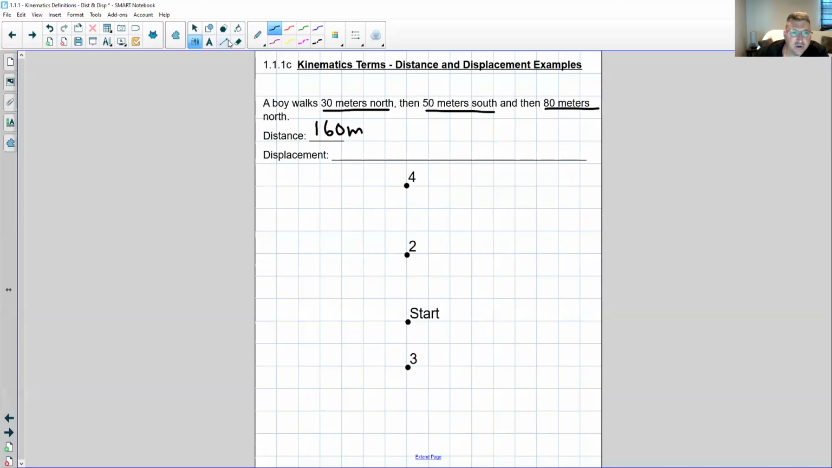Okay. So we're going to call this our starting point, and we first go 30 meters north to point 2. Then we go 50 meters south, and here I'm calling each box 10 meters. So 5 boxes to point 3, and then we're going to go 8 boxes north to point 4.